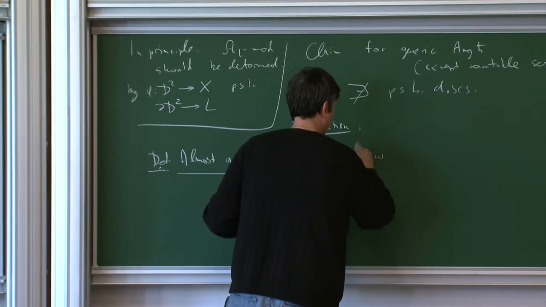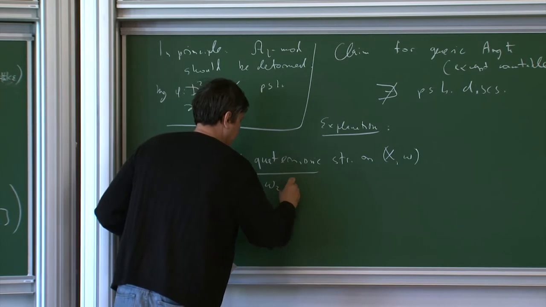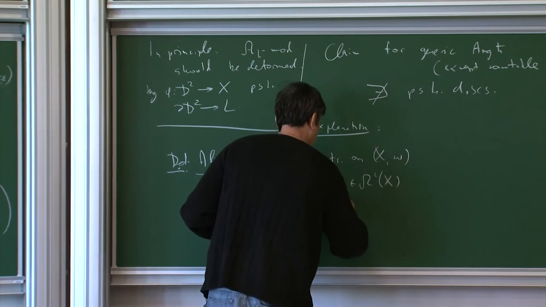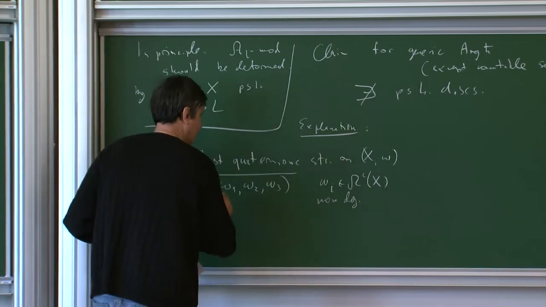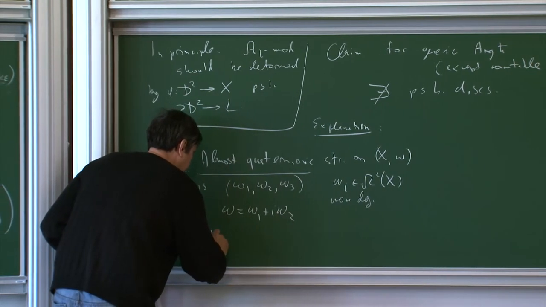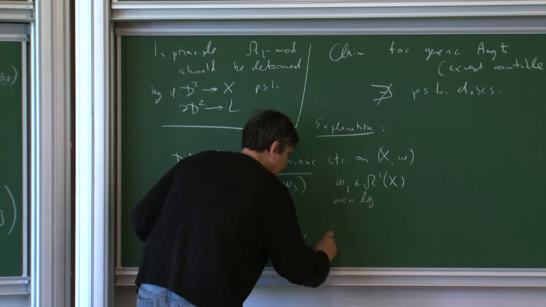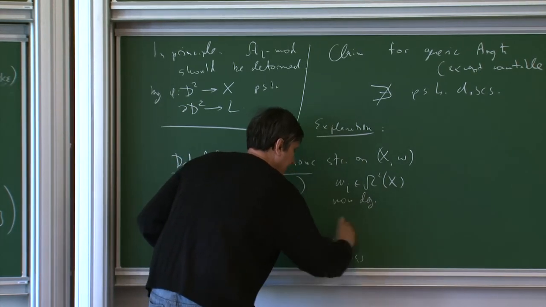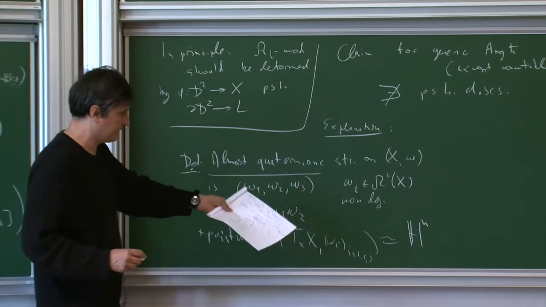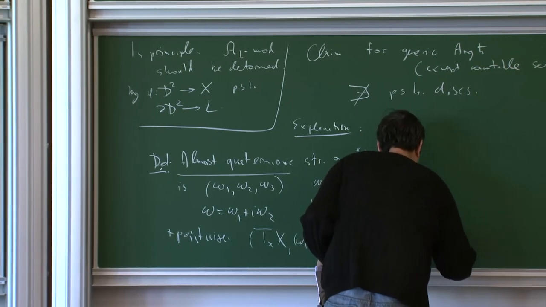An almost quaternionic structure on X is a choice of a collection of three non-degenerate forms, such that omega is equal to omega 1 plus i times omega 2, and pointwise any tangent space with all these three forms is isomorphic to the standard quaternionic space with three standard bilinear forms.